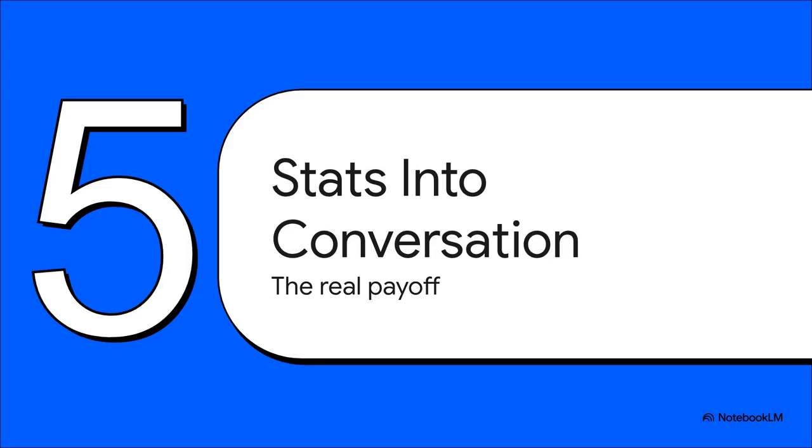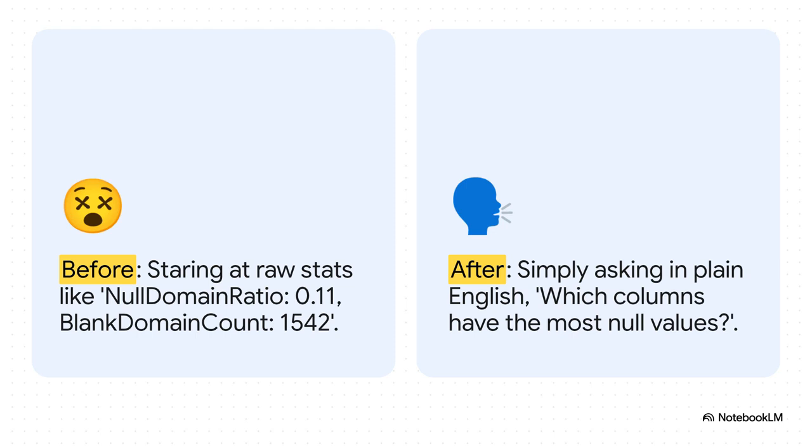So what does this actually look like when you use it? Why is this such a big deal? Let's take a look at the real payoff of this whole workflow. And this is the transformation, right here. Before, you were staring at a really complex line of raw stats, something like null domain ratio 0.11. Now you're just asking a question in plain English, like, hey, which columns have the most null values? It totally gets rid of the need to manually try and figure out what those spreadsheets are saying.